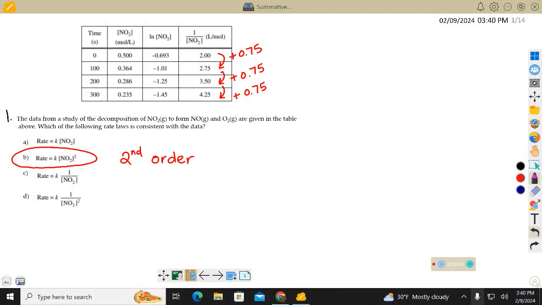Here's answers to the 11 multiple choice of the Kinetics Summative. Question 1 wants us to use this data and determine which rate law is consistent with the data. Now, normally I would like to see some graphs.